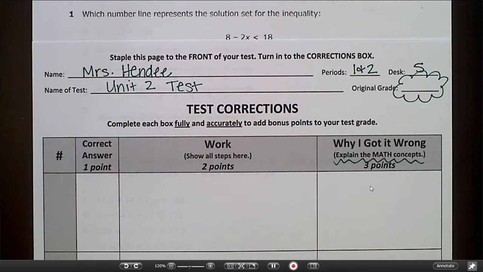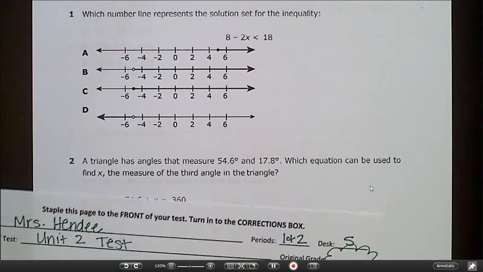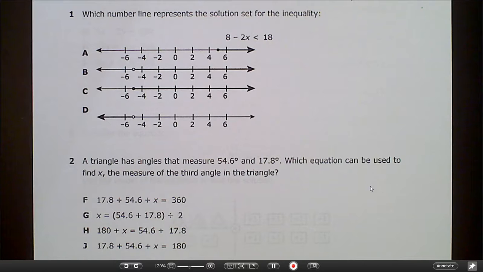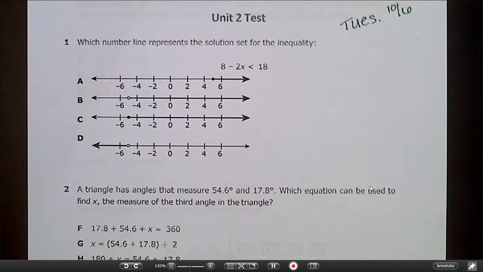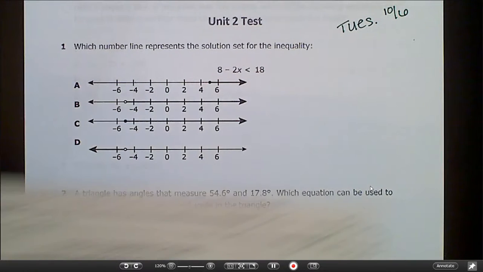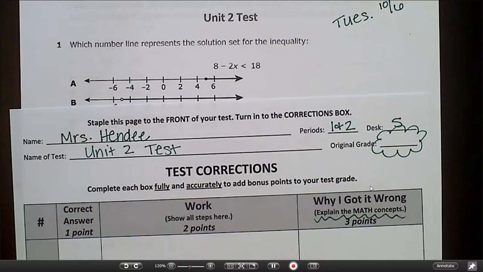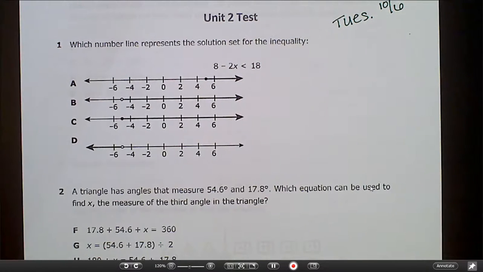So I'm going to work through this entire test with you. And if there's something that you don't need, then that's great. You don't have to work out any problems that you got right. Only correct the ones that you got wrong. And I'm going to actually work it out on the test copy, but you're actually working on this paper in pencil, please. And if you write down everything that I write down for the work, then that will give you your 2 points for the work. Why you got it wrong, that's totally up to you. That's the part that you have to do on your own to get those other 3 points.